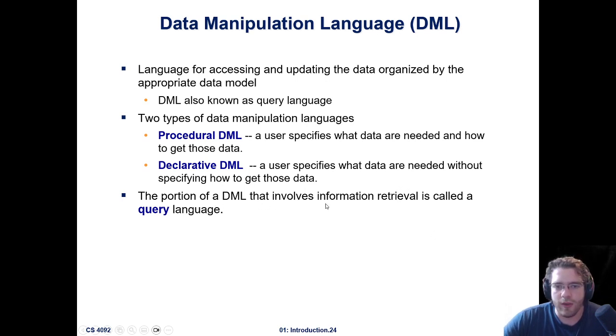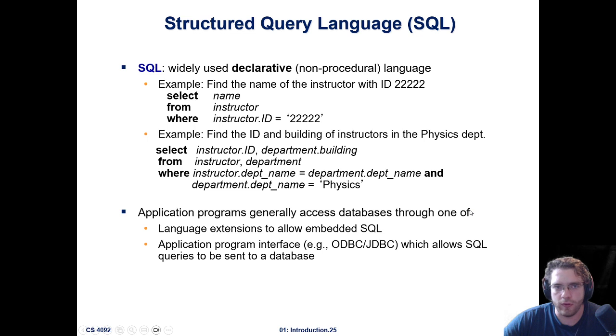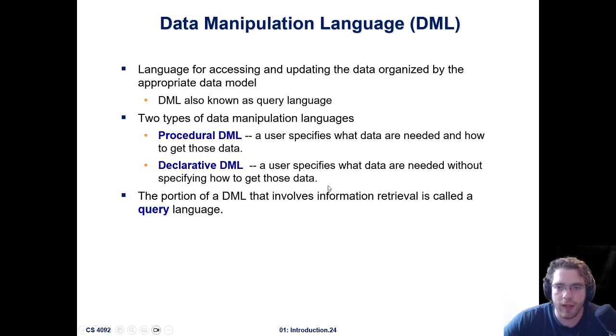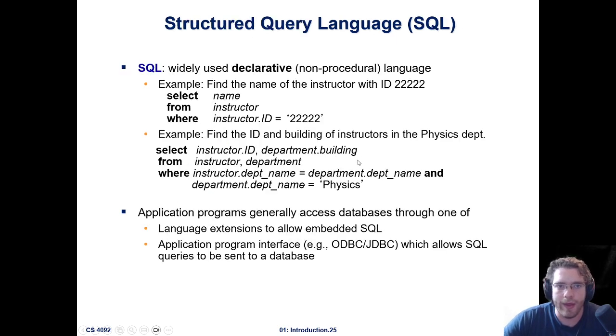So the portion of a DML that involves information retrieval is called the query language. You might hear this quite a bit. We're going to learn how to query some languages here. That's kind of what this portion is doing. Cool. So this is something that we've heard of quite a bit, SQL or structured query language. And this is a declarative language. Again, declarative means that we don't specify how to get that data back to us.